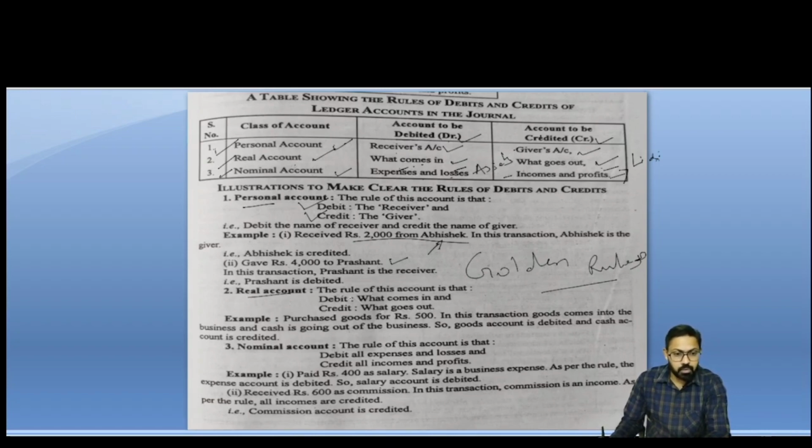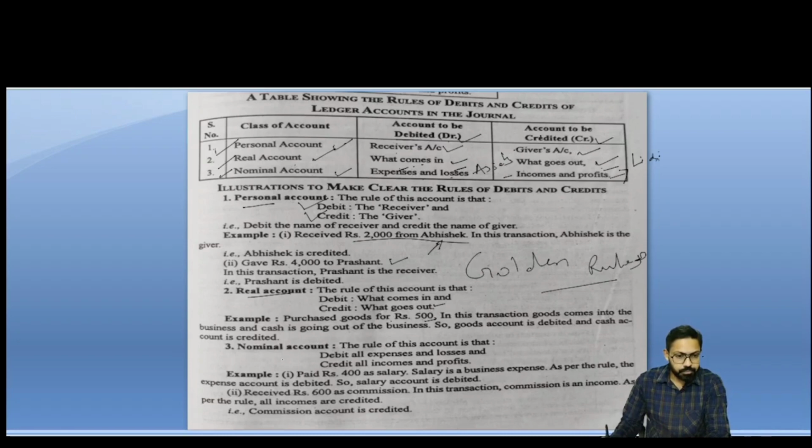And in a real account, debit what comes in, and credit what goes out. Suppose you purchased goods of rupees 500, then what should be the entry? Purchase of goods. What comes in the business? Goods. Okay, and what goes out from the business? Cash. So very clear, goods will be debited and cash will be credited.